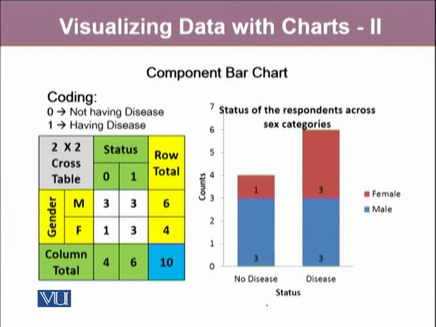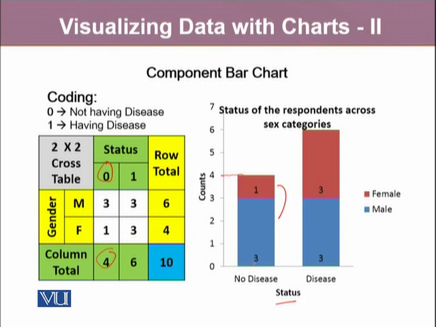We are using the same data to represent this component bar chart. The way we draw it is that we firstly decide one variable to go onto the axis, and the other variable is drawn within those categories of the variable represented on the x-axis. The first bar is of no disease. If we look at our data, 0 represents having no disease. There are in total 4 respondents, so we draw our first bar up till 4, and we further divide it according to its category.